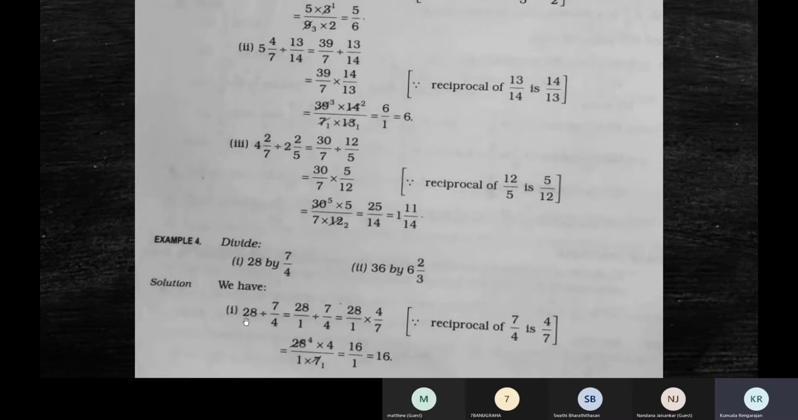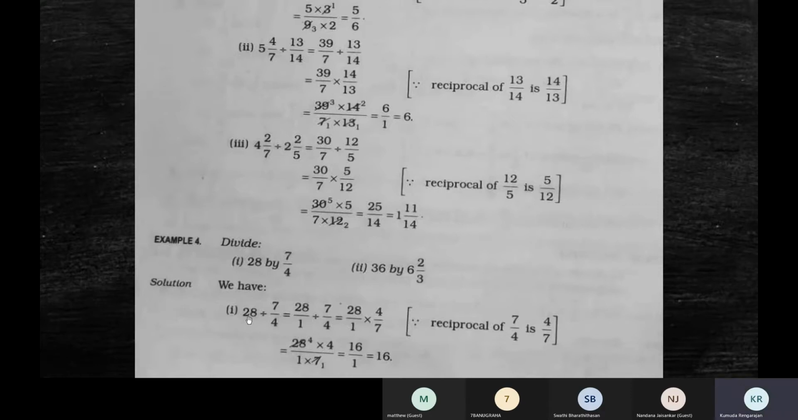So see the answer: 28, instead of "by", say divided by. See the division symbol. 28 divided by 7 by 4. 28 is 28 by 1, divided by 7 by 4. Which means division becomes multiplication and 7 by 4 is written as its reciprocal, 4 by 7. That's how we divide. So a division problem is converted to a multiplication problem by changing division to multiplication and by taking the reciprocal of the second fraction.